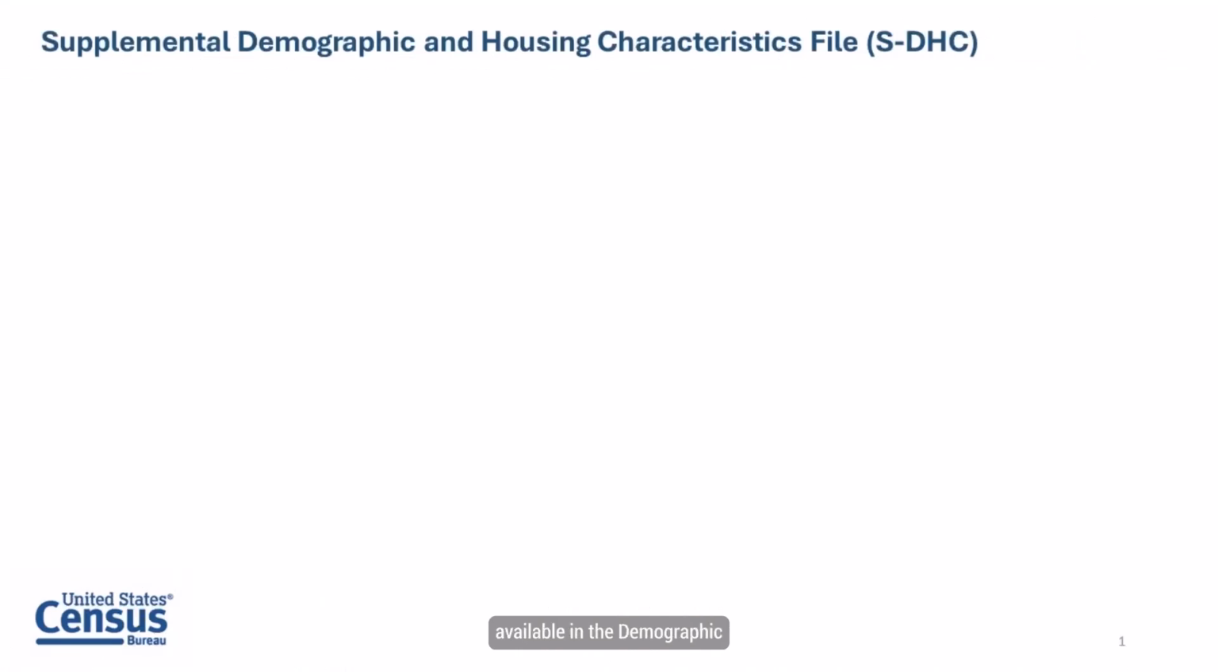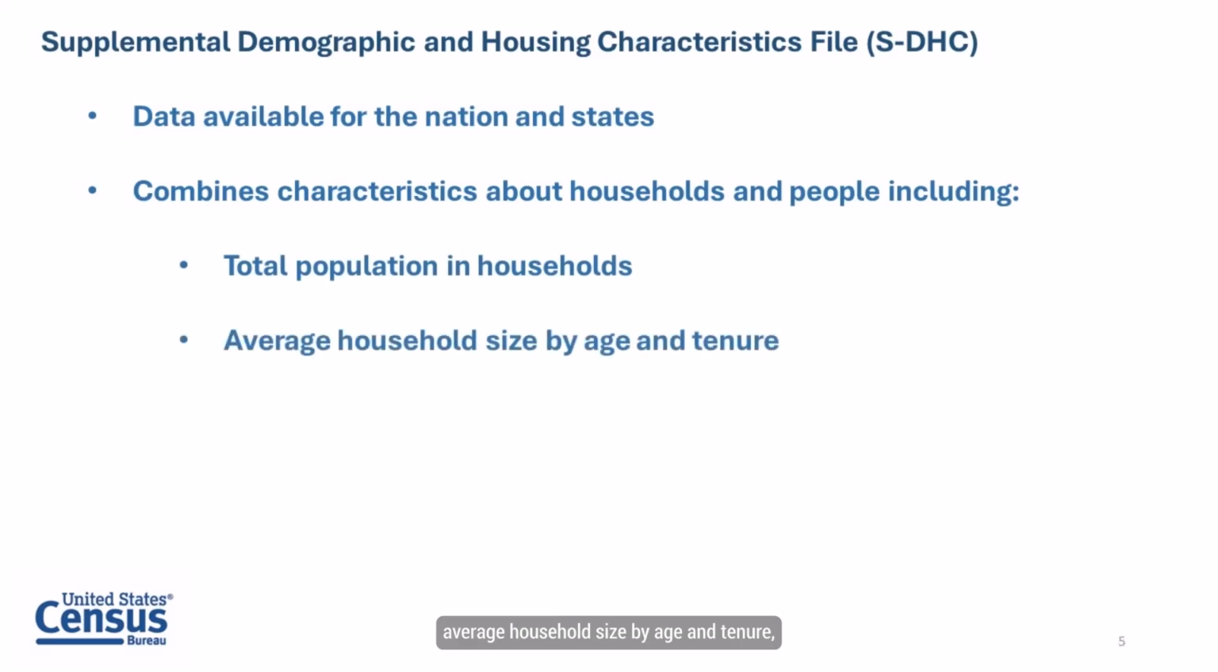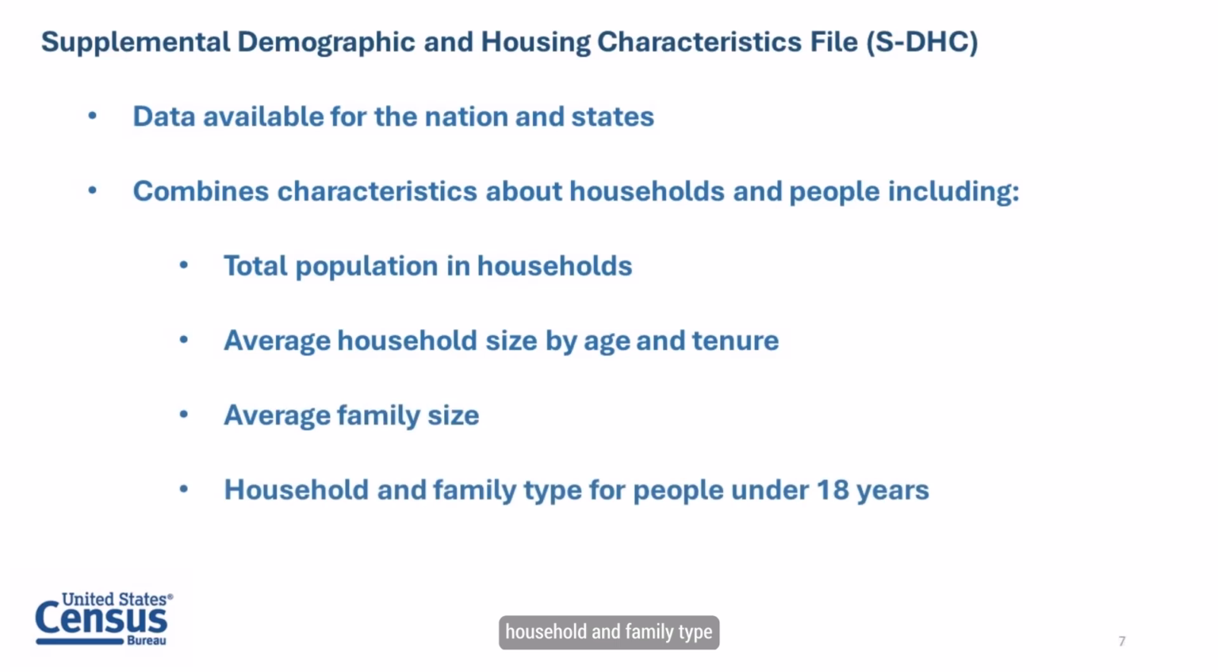Supplementing the data available in the Demographic and Housing Characteristics, or DHC product, the SDHC tables reflect especially complex relationships between the characteristics about households and the people living in them. The SDHC data is available for the nation and states and combines characteristics about households and people, including the total population and households, average household size by age and tenure, average family size, household and family type for people under 18 years old, and total population and households by tenure.